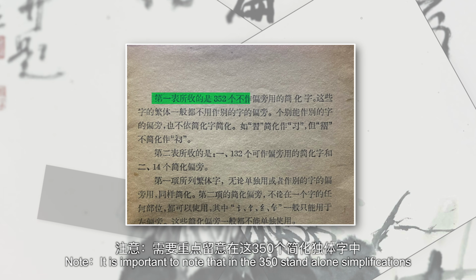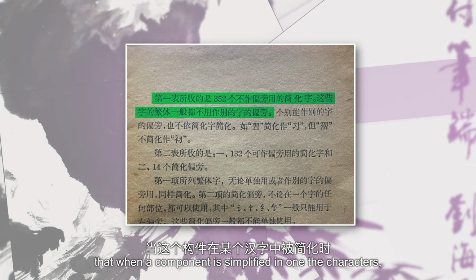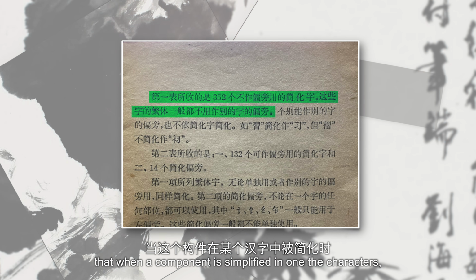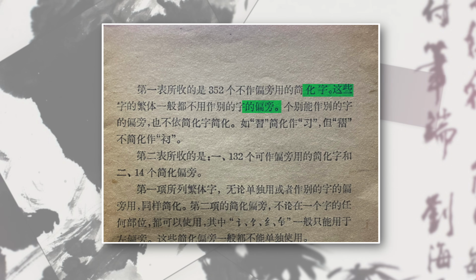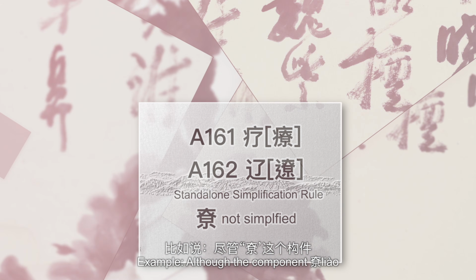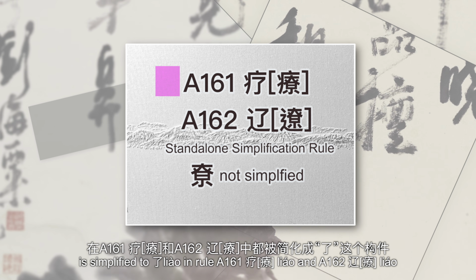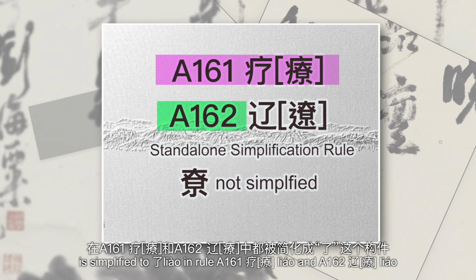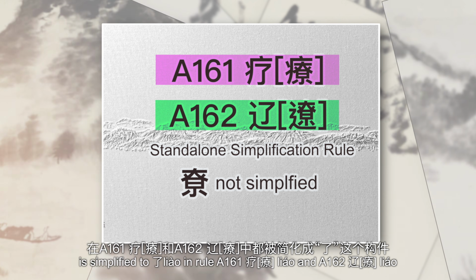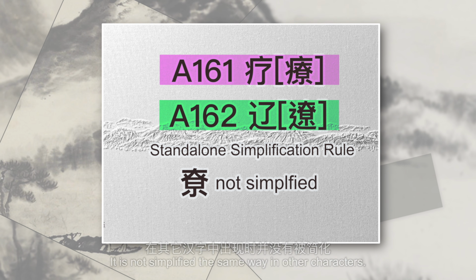Note: it is important to note that in the 350 standalone simplifications, when a component is simplified in one character, it does not mean that the same component is simplified in other characters. Example: although the component liao is simplified in liao in the rule A161 and rule A162, it is not simplified in the same way in other characters.